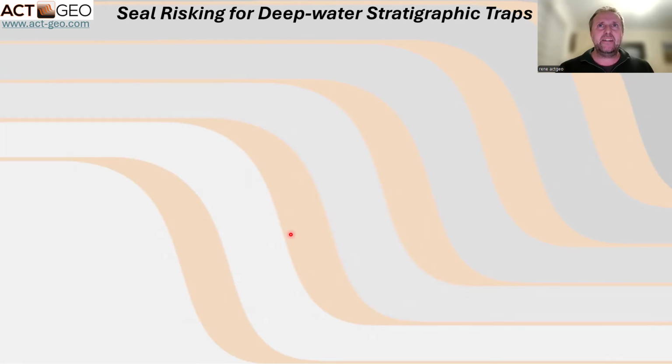So again, in my experience, if I have a portfolio of deep water strat traps, they differentiate in a portfolio view by seal risk. They very rarely differentiate by reservoir. They very rarely differentiate by charge because that's a play scale risk. So seal is really what helps you differentiate which ones are less and more risky prospects in your portfolio.